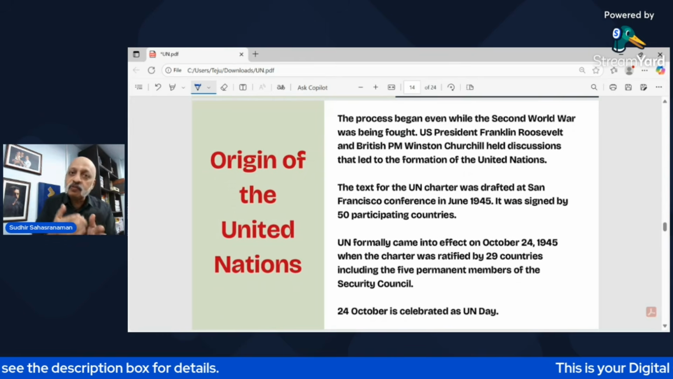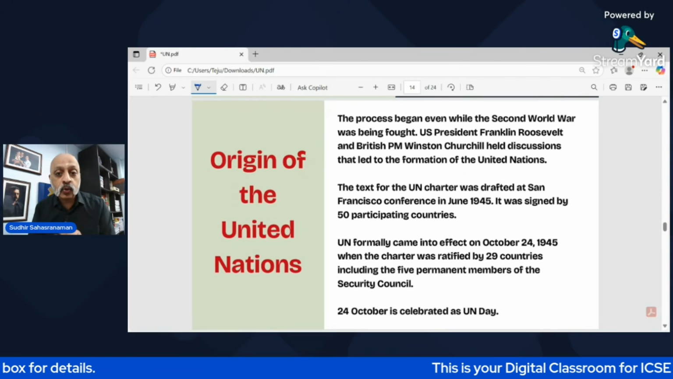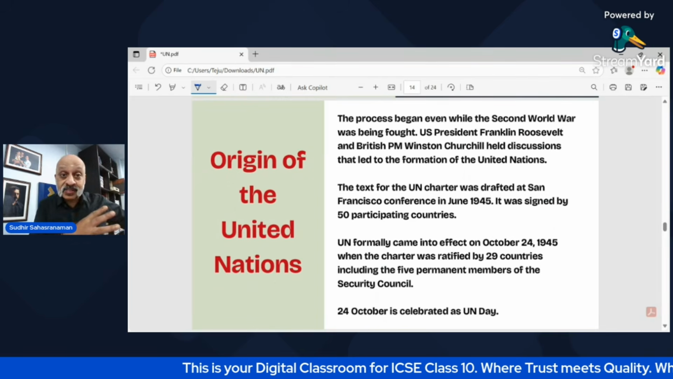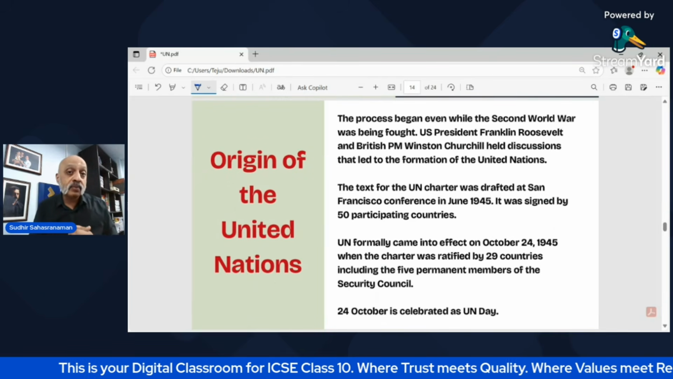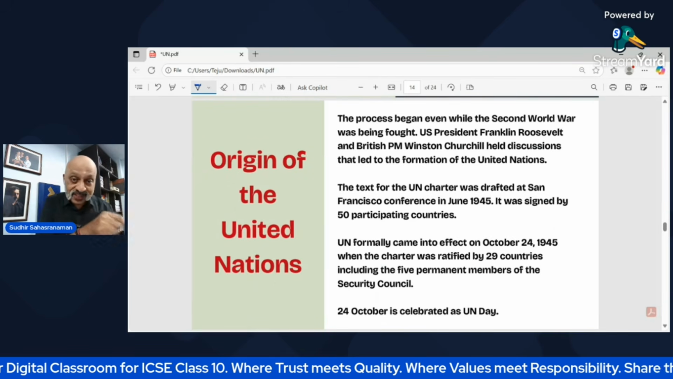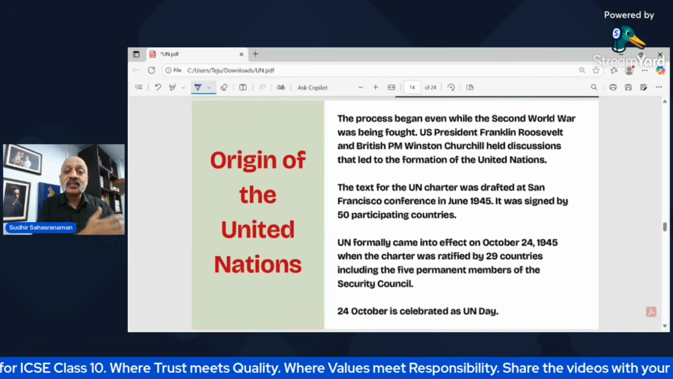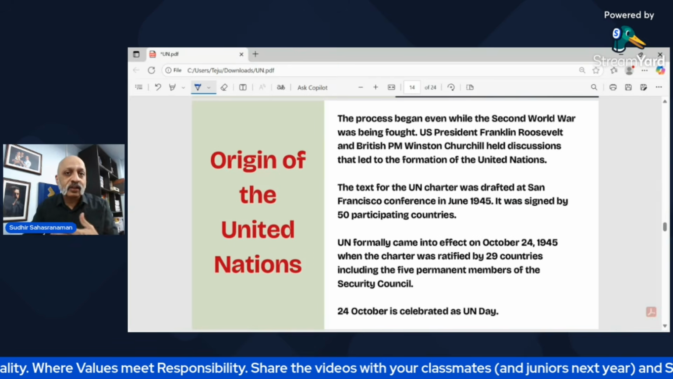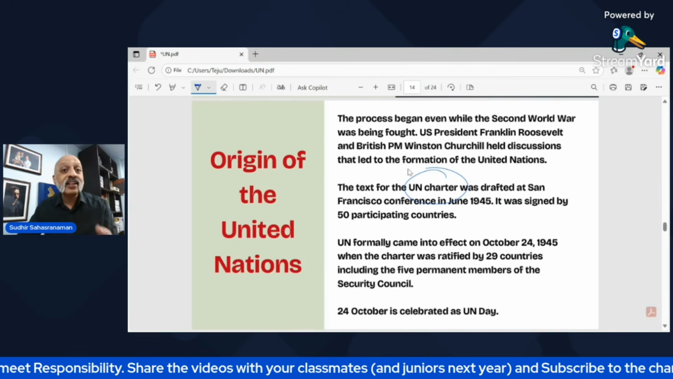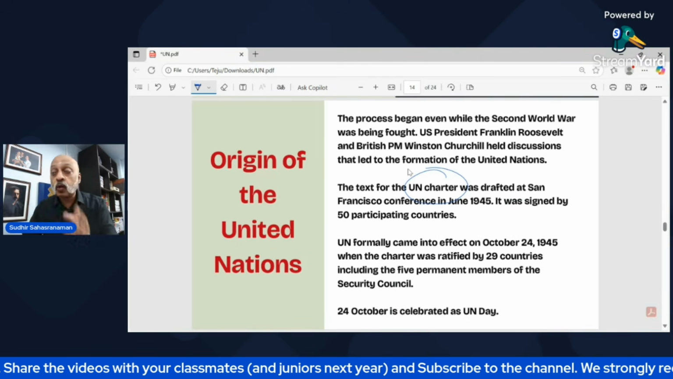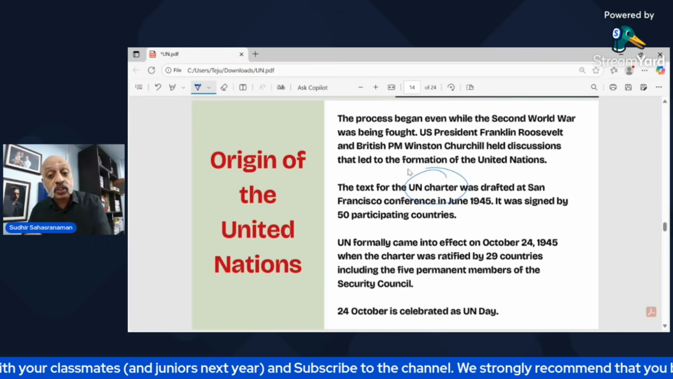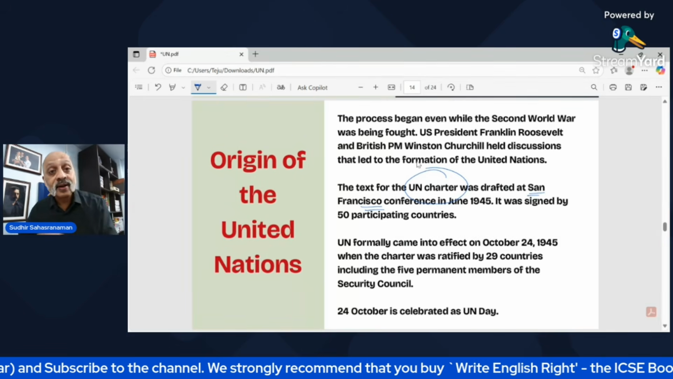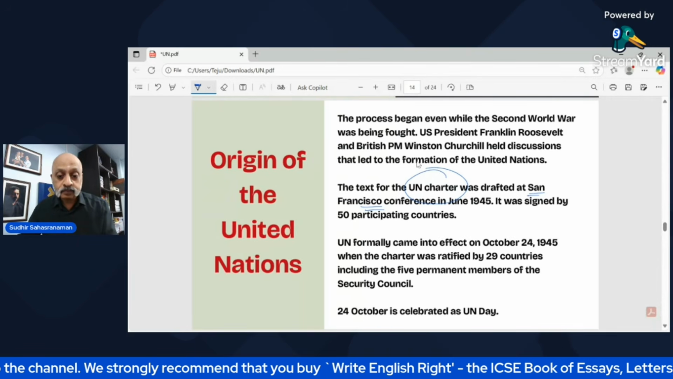Now, the process began even before the Second World War came to an end. American President Franklin D. Roosevelt, one of the most well-known presidents of the USA, and British Prime Minister Winston Churchill, who was Prime Minister till 1945, held discussions that led to the formation of the United Nations. The text for the UN Charter that would talk about what exactly the UN will do, what its powers would be, what its objectives would be, what its functions would be, was all drafted at the San Francisco Conference in June 1945. Okay.